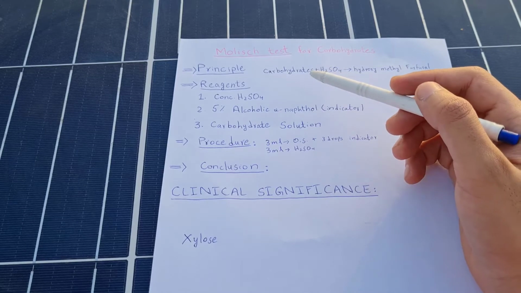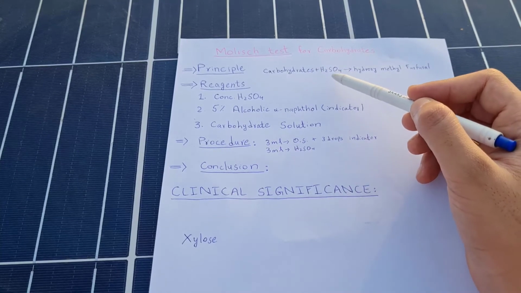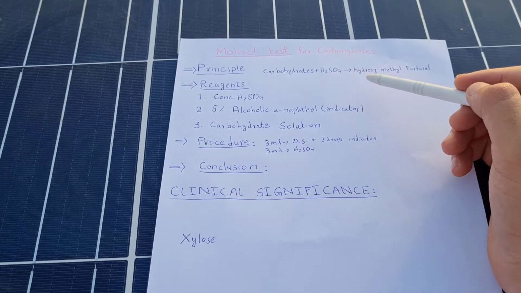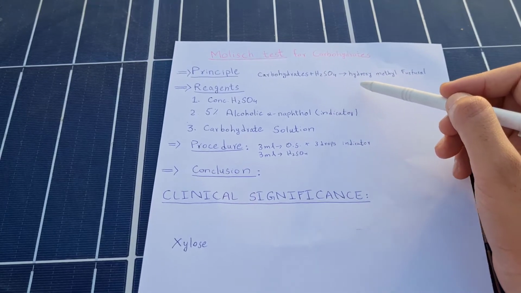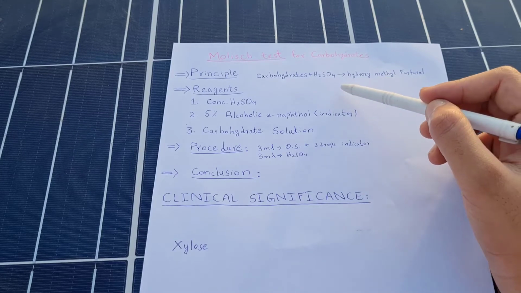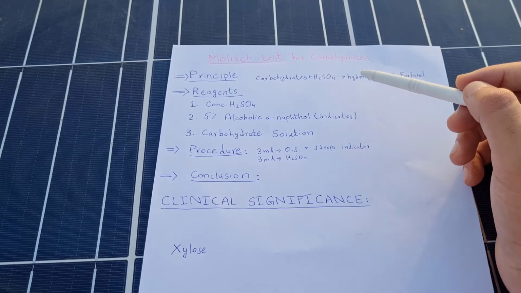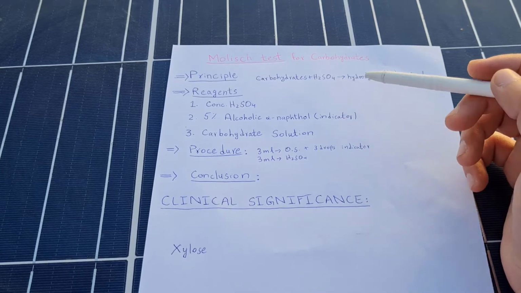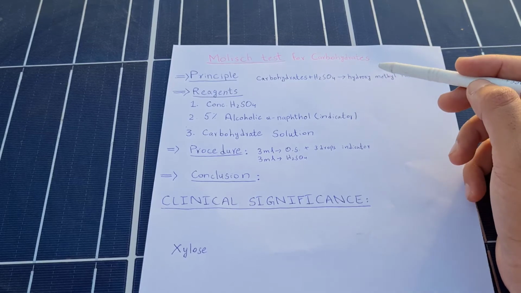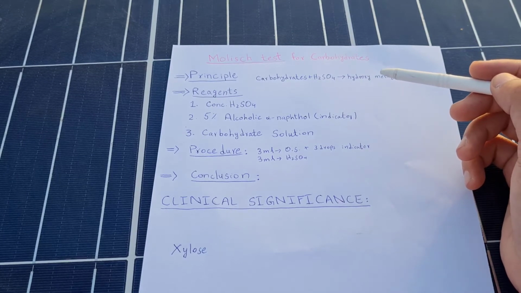If carbohydrates are treated with a non-oxidizing reagent like concentrated H2SO4, they undergo dehydration and form a compound known as hydroxymethyl furfural. This compound is highly volatile and colorless. So we treat it with an indicator, which produces a colored substance, and it is an indication that carbohydrates are present in the given solution.